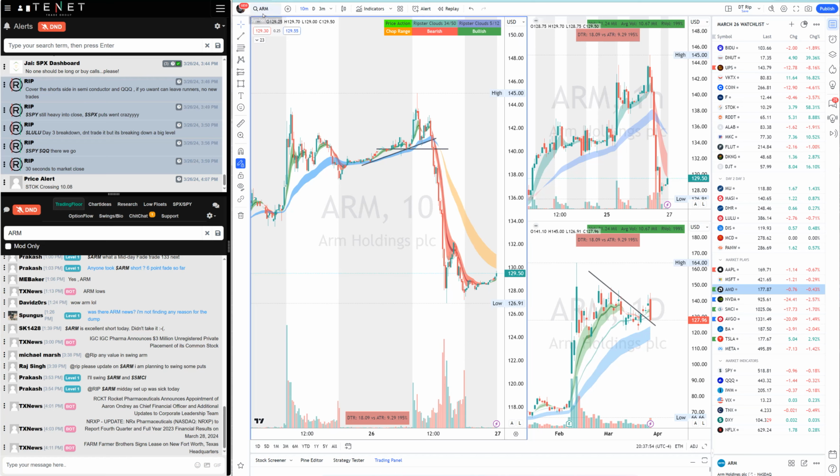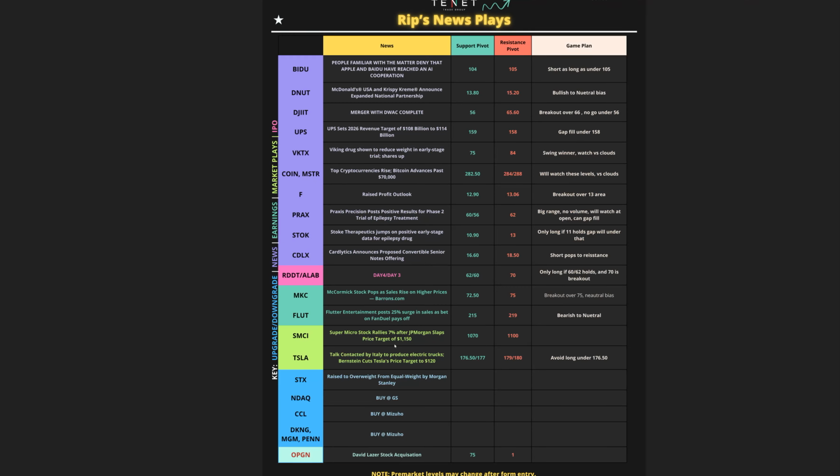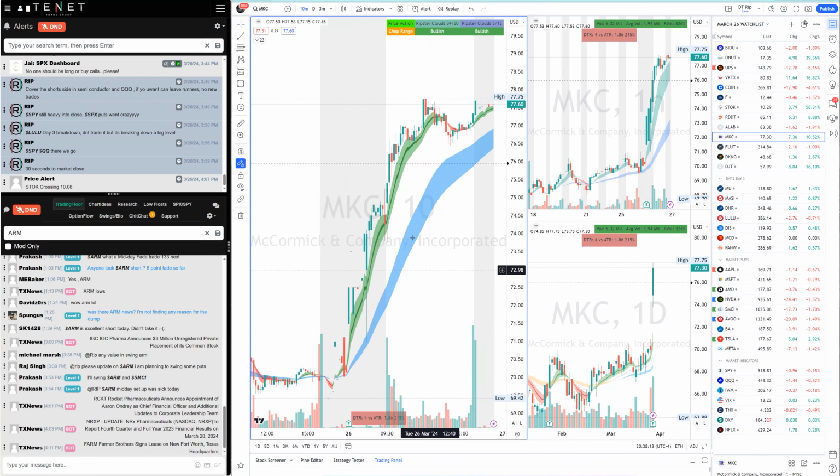Let's quickly go through some other trades from the pre-market plan. MKC was a pre-market plan. The pre-market plan was simple. Breakout over 75, neutral buys, right? So 72.50 was support, resistance was 75. Barron's mentioned it positively. The breakout was 75. Look here, breakout was over 75. And what happened? Right at open, it breaks out of 75.